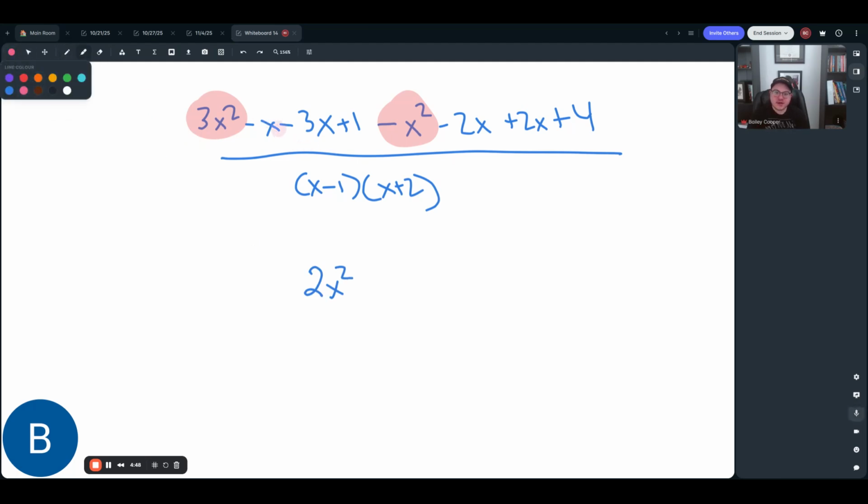We also have, for our linear x terms, minus x, minus 3x, minus 2x plus 2x. Well, these guys are going to cancel out. Minus 2x plus 2x, those just cancel. So we're just left with this minus 4x here from the front. And then for our constant terms, non-variable terms, we have a plus 1, plus 4. That's going to simplify to a plus 5.